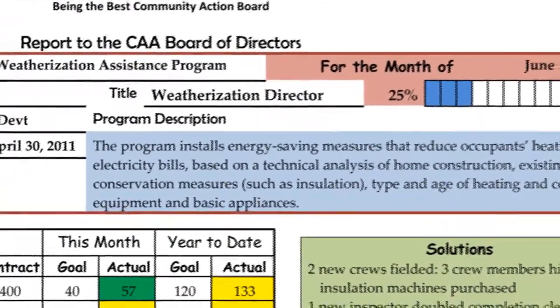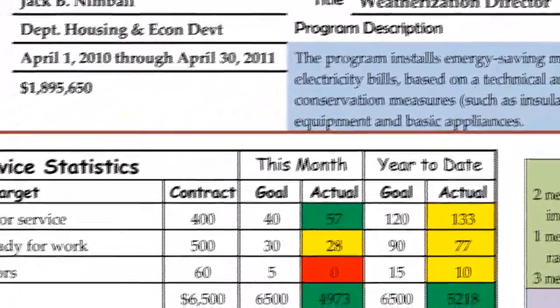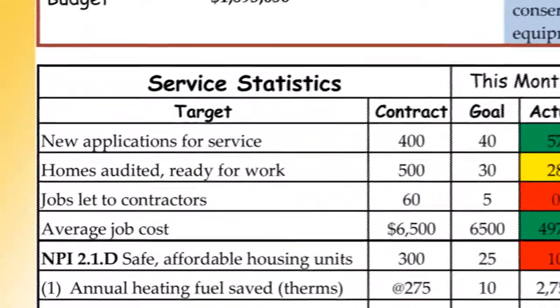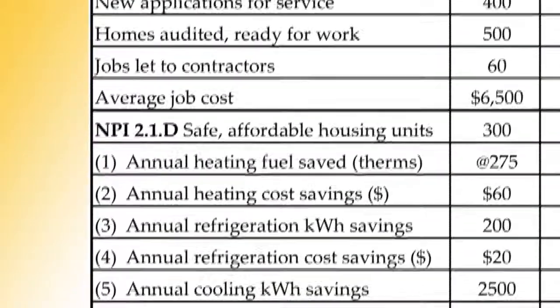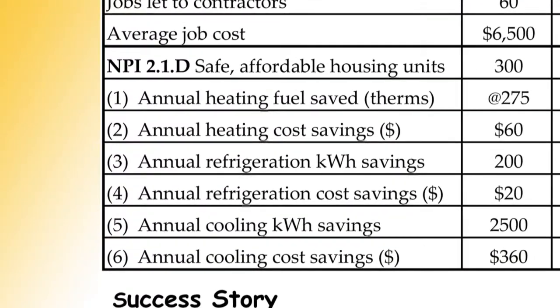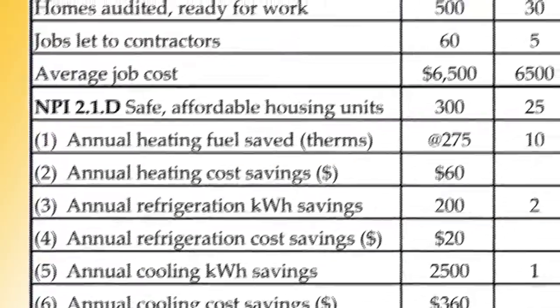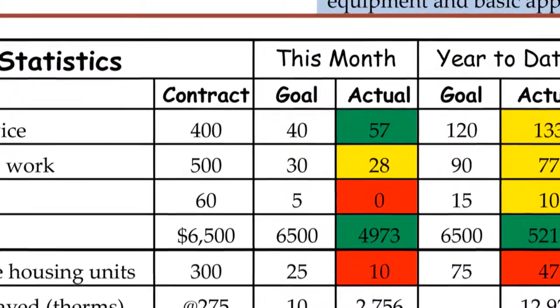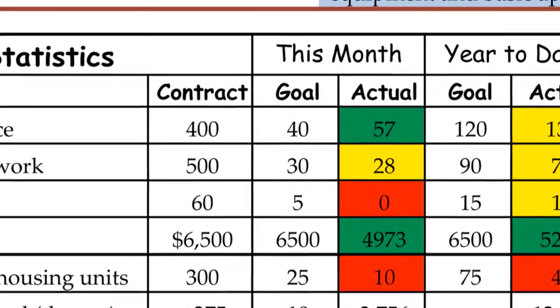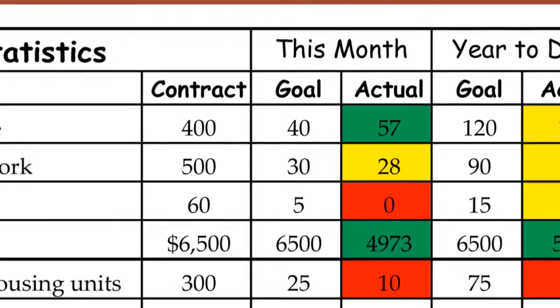Service statistics appear in 2 sections in the middle of the page. The top section lists production targets. The bottom section lists performance indicators from National Goal 2, Objective 1D. Both sets of information begin with the goals for a funding period. The next 2 columns contain data from the reporting period.